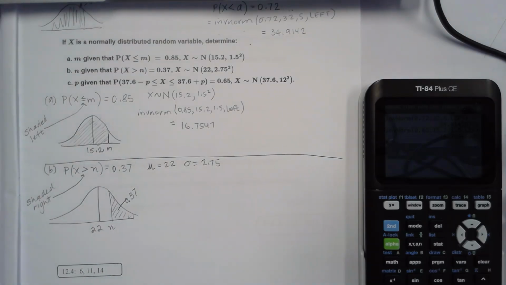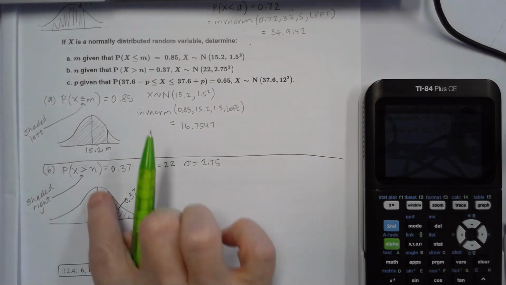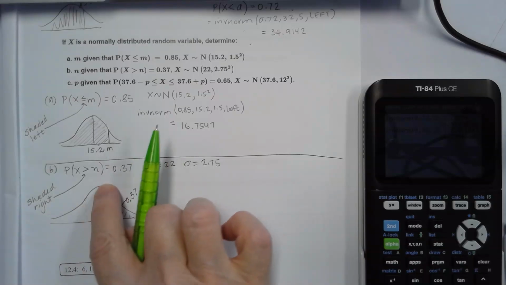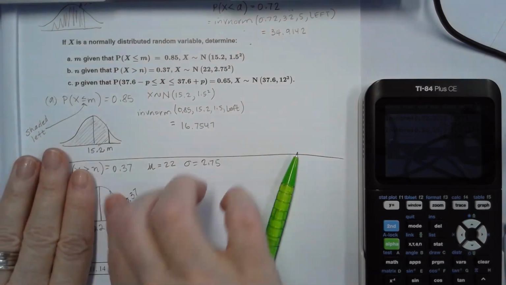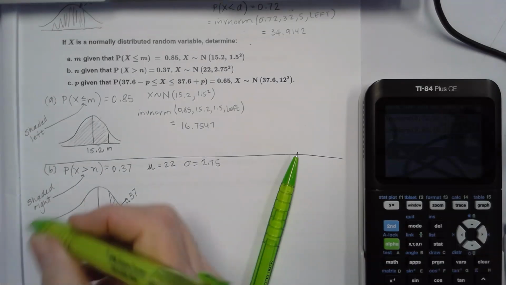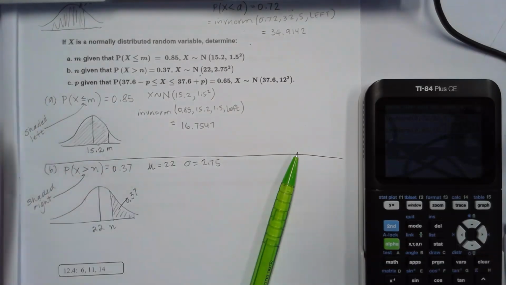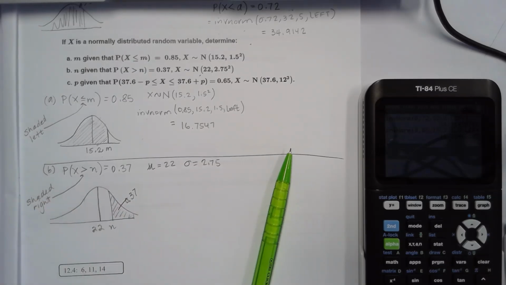Okay, now what if I would have put it here? Don't do it. What if I would have put it here and then I had to shade right? Could I make that 37%, 0.37? No, because this much is 50%. Right? So I can't put it over there. It would be more than 50. So since it's less than 50 and it's shaded to the right, it has to go there.